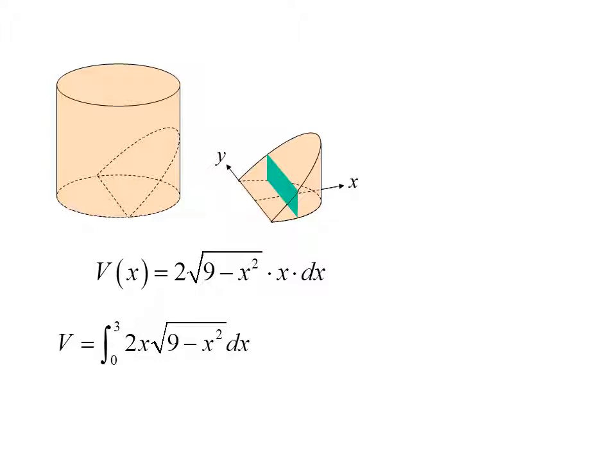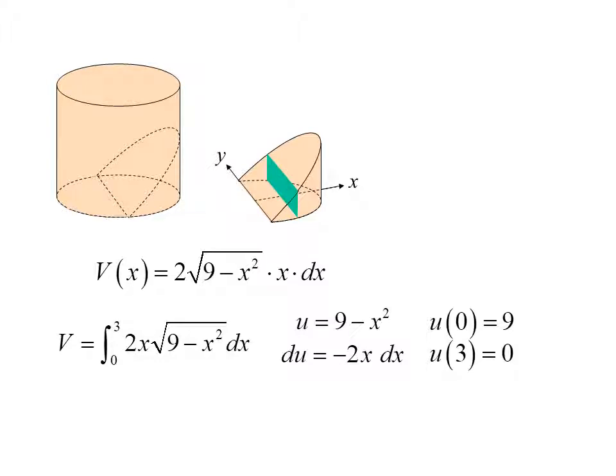We notice an expression and its derivative in the integral, so we'll treat this as a substitution problem. We let u equal 9 minus x squared, so du equals negative 2x dx. Finding new limits of integration, we have u of 0 equals 9 and u of 3 equals 0. So our volume now becomes negative the integral from 9 to 0 u to the 1/2 du.